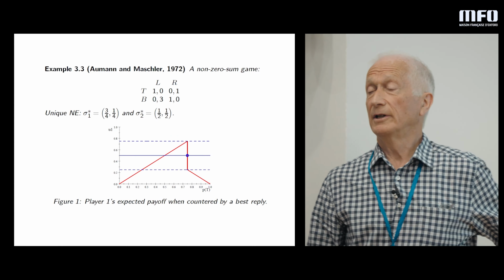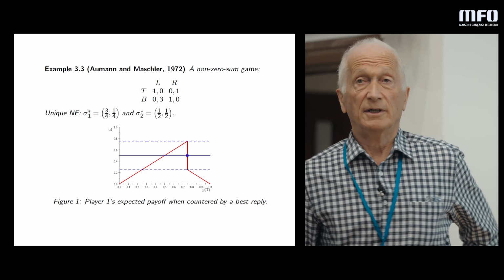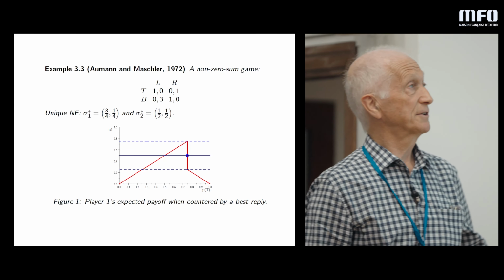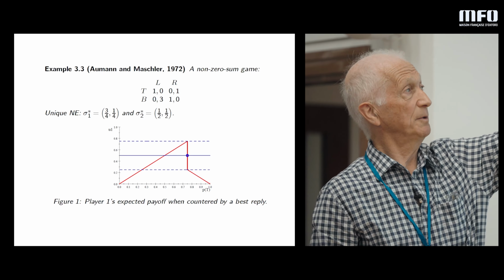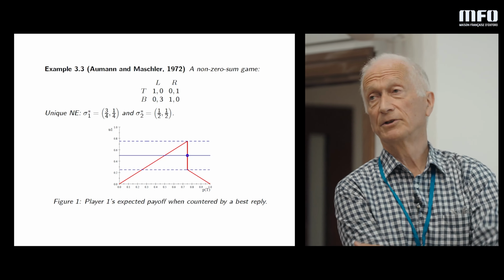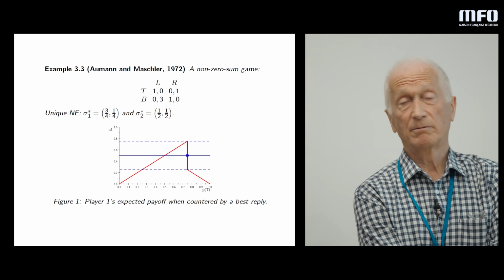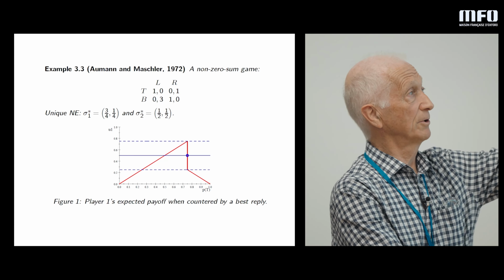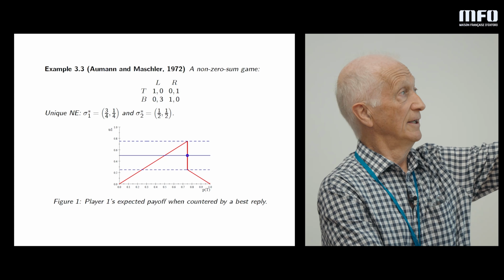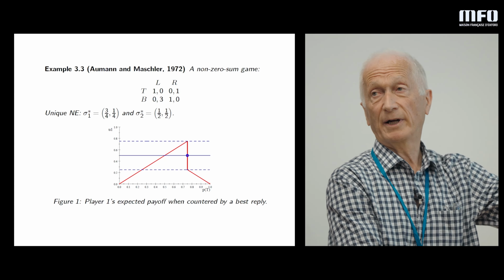And here's the Aumann and Maschler example. This is a non-zero-sum game. It's like matching pennies, but you see the payoffs are 0 and 1, but there is 1, 3 there. So it's not zero-sum. And it has a unique Nash equilibrium where the first player randomizes 3/4, 1/4 to keep the other guy indifferent, and the second player 50-50 to keep the first player indifferent.